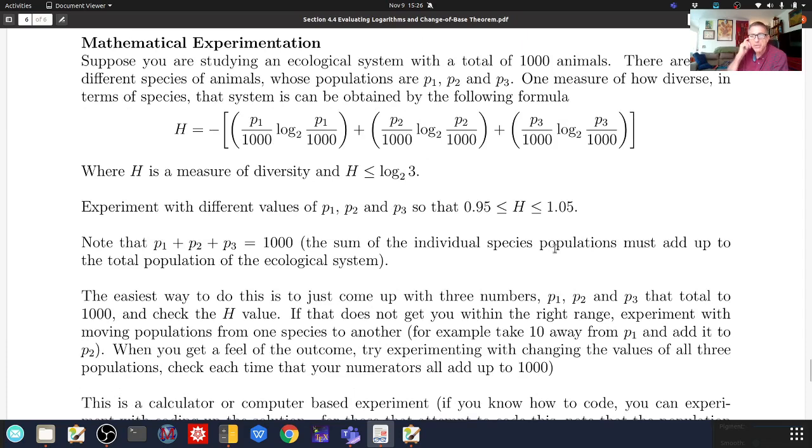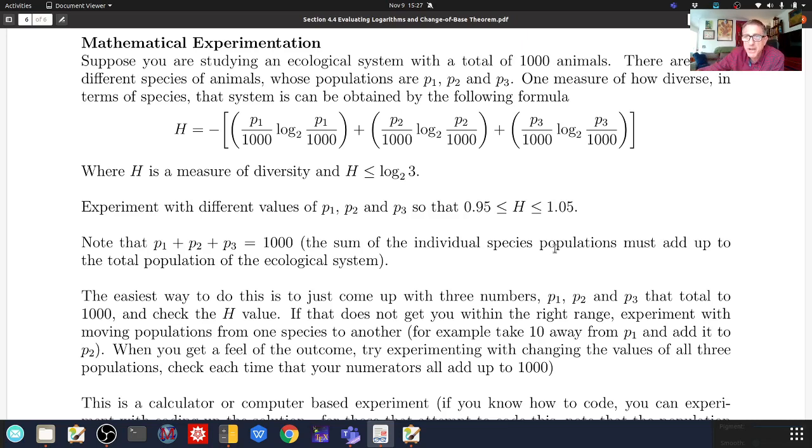Okay, so this is a really interesting mathematical experimentation. So listen, I'm going to put this up here for you all to do as extra credit. And you will want to use your calculator. If some of you know how to code, you can code it up as well. So suppose you're studying an ecological system with a total of 1,000 animals. There are 3 different species of animals whose populations are P1, P2, and P3.